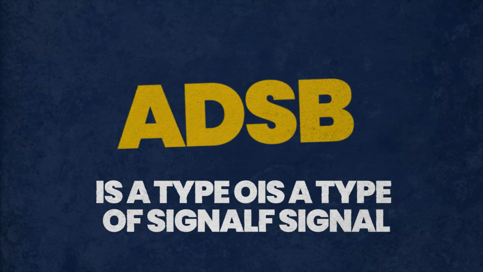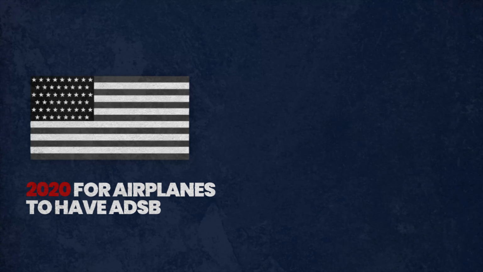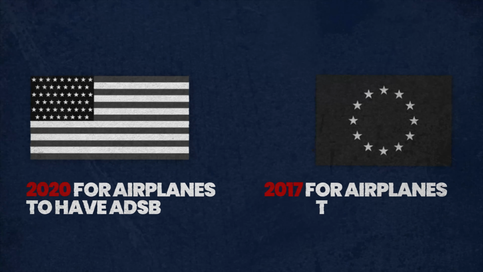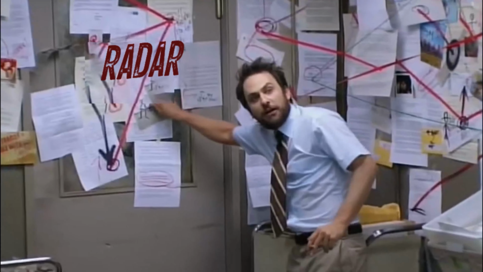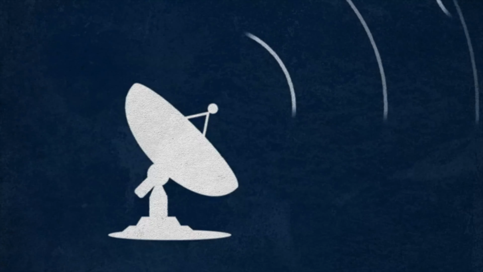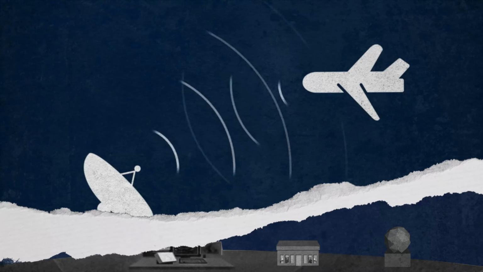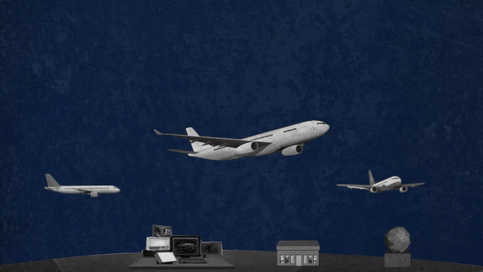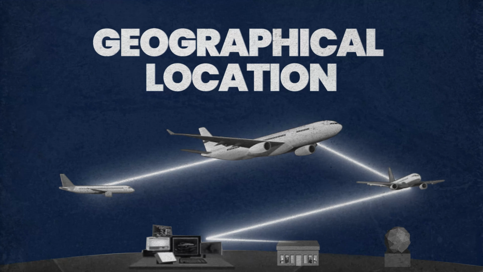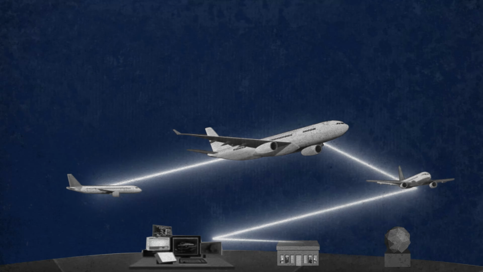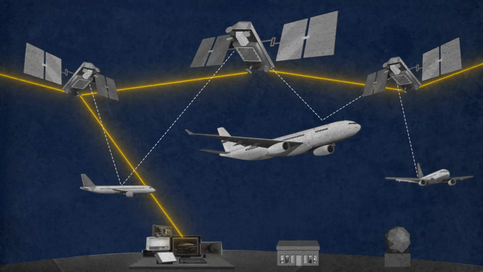ADSB is a type of signal that's used to track planes in the sky. It's been the law in the US since 2020 for airplanes to have ADSB, and the Europeans have had it on the books since 2017. To understand how it works, you need to first understand radar. Radar sends radio signals out into the air and waits for the signal to collide with objects, then sends some of the signal back. ADSB, on the other hand, is transmitted by the planes itself. The signal sends information like weather, speed, geographical location, and can be relayed by other planes or picked up by transponders on the ground. Last I checked, they even got satellites relaying this.